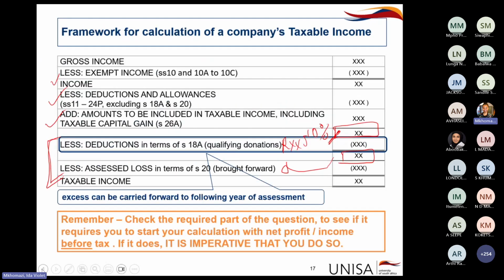So remember that with the tax framework, the order is very important. The order has changed from previous years. Pay careful attention to the last three items. After your deductions and allowances, add your CGT, get your donation deduction, get your Section 20 deduction. If you get the order wrong, then unfortunately you will not get any communication mark. So this is how you get to taxable income or assessed loss of a company.